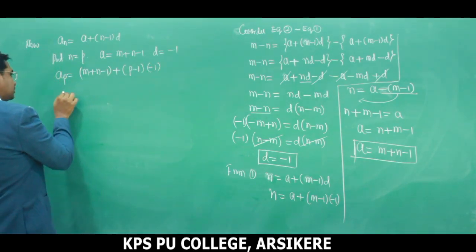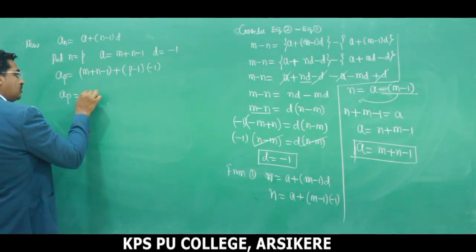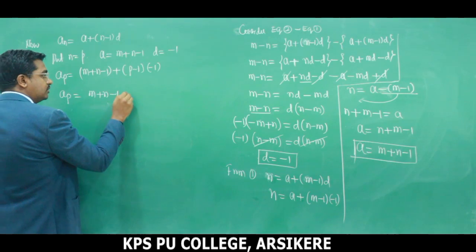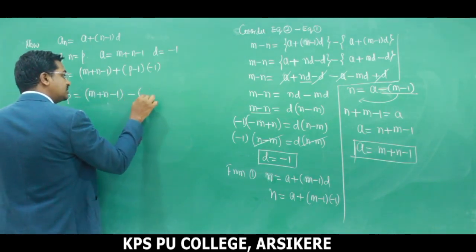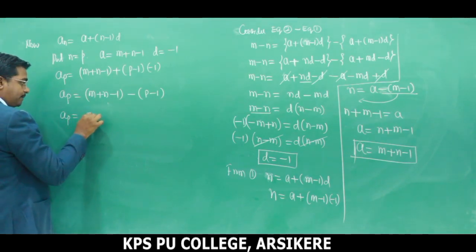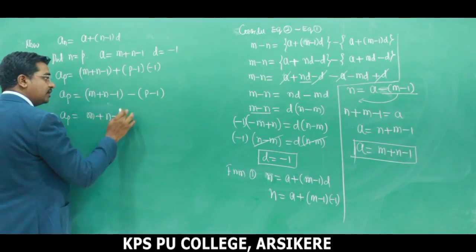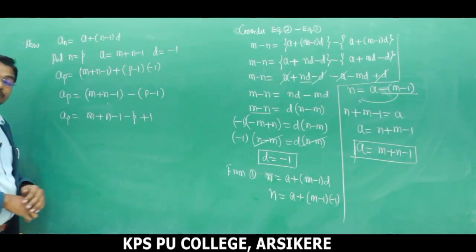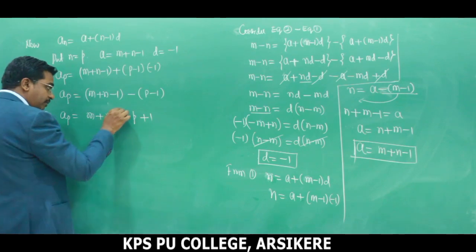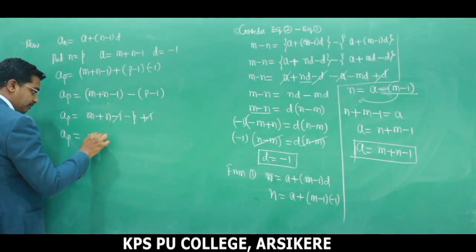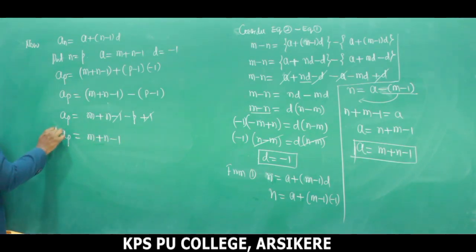Next step is simplification. ap is equal to m plus n minus 1 multiplied by the negative sign. So this becomes minus p minus 1. Therefore ap is equal to m plus n minus 1, minus p, minus into minus becomes plus 1, and minus 1 plus 1 get cancelled. We are left with ap is equal to m plus n minus 1.